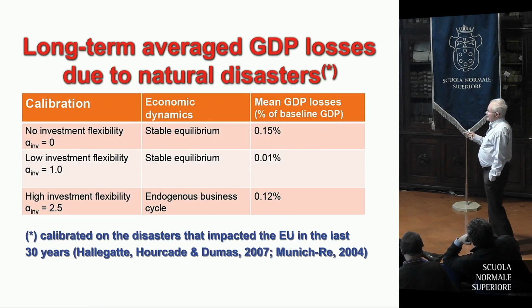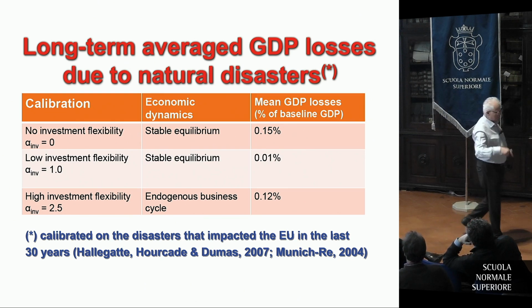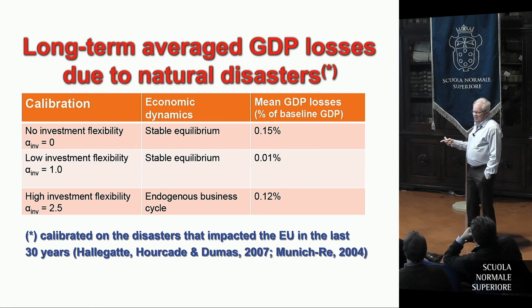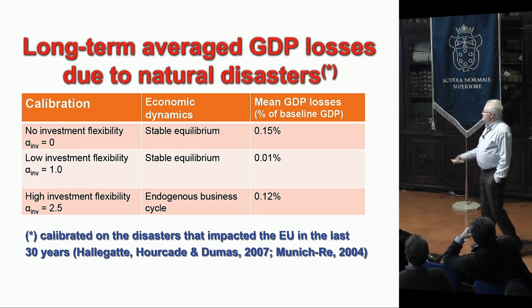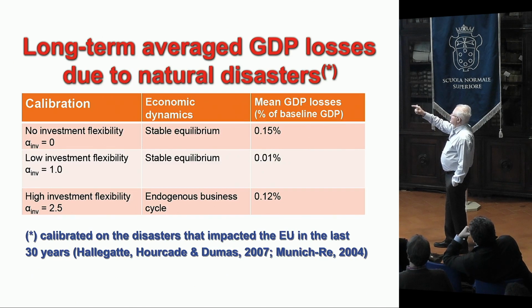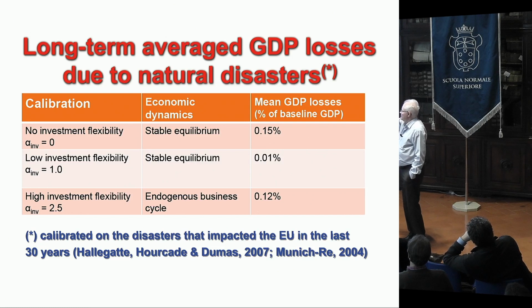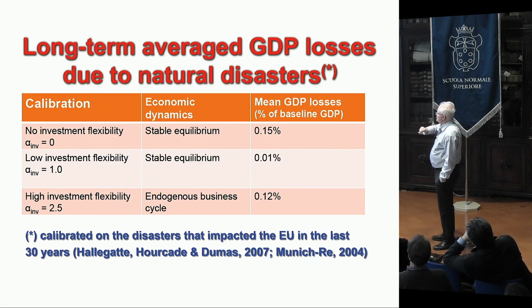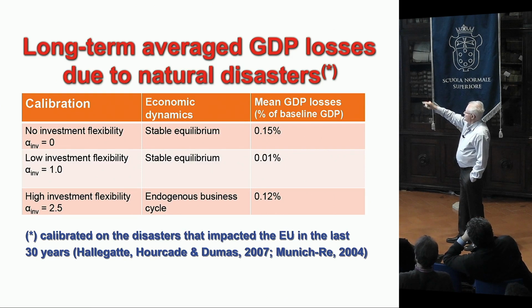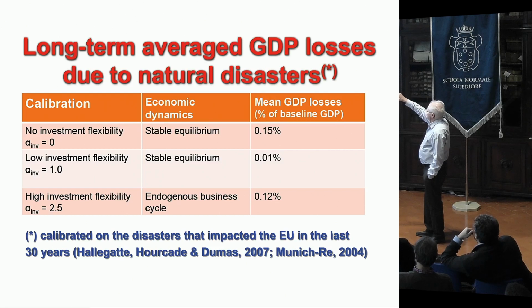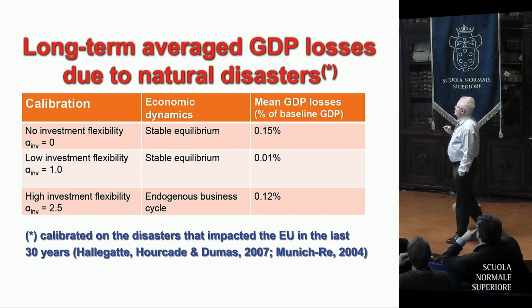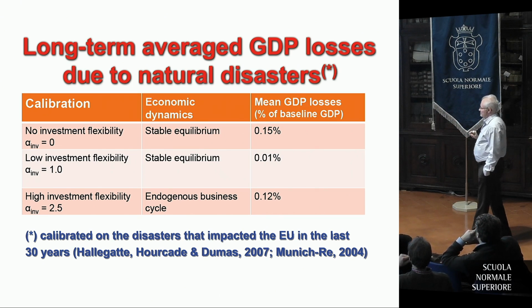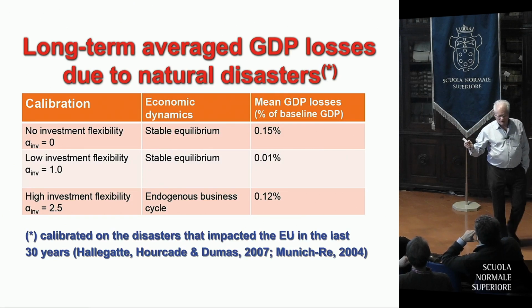Well, first of all, you're going to tell me, this is very sexy, you have Hopf bifurcations, you have transition to chaos, and so on. But does this make any difference to the net impact over time of disasters? The answer is yes. Again, this is a calibration, with investment flexibility parameter alpha inv equal to 0 for none, 1 for low, 2.5 for high. Economic dynamics: the first two cases are stable equilibrium, so the mean GDP losses, as a percent of baseline GDP, are pretty large. Over here, in stable equilibrium, they're very low, and then they become larger again as you go into the limit cycle regime. So in the long run, this observation does matter.